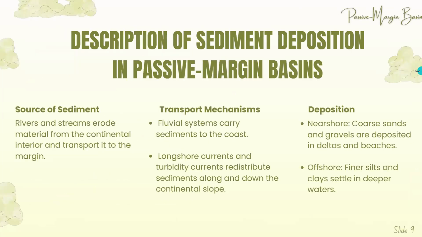How sediment fills the basin. Sediment accumulation in passive margin basins is driven by erosion, transport, and deposition. Source of sediment. Rivers and streams erode material from the continental interior and transport it to the margin. Transport mechanisms. One, the fluvial system carries sediment to the coast. Two, longshore currents and turbidity currents redistribute sediments along and down the continental slope.